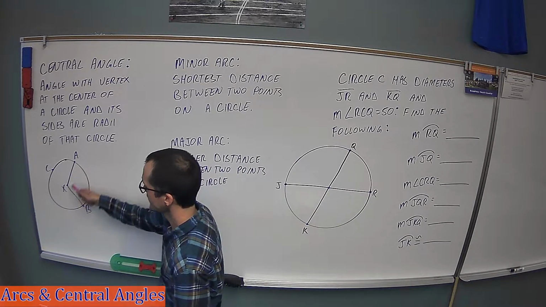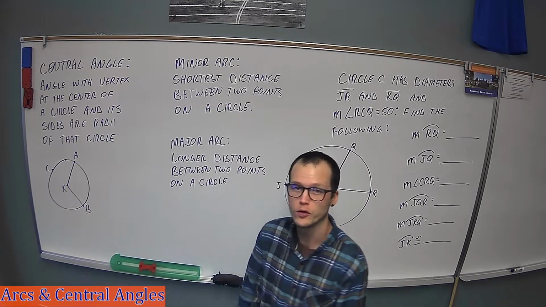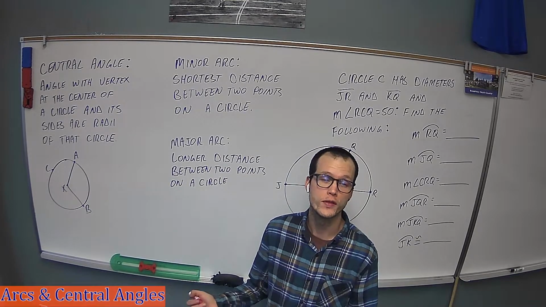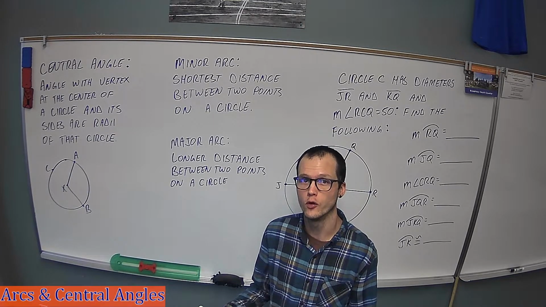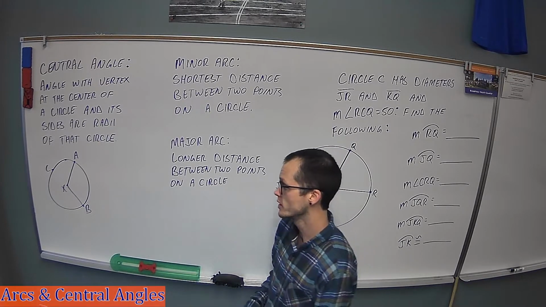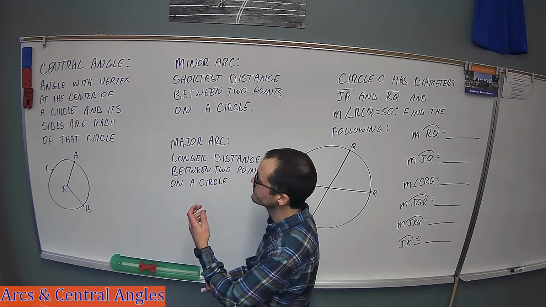In this case, AX and XB, those are both radii of that circle, so of course they're going to be congruent. One kind of cool thing about these central angles is they're always going to form essentially an isosceles triangle. So if you're looking to figure out some angle measures here, you can figure that out. Okay, that's it for that.